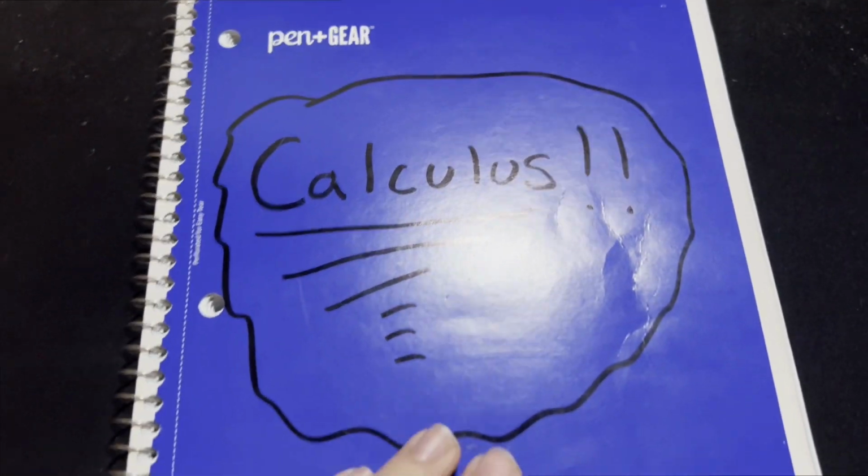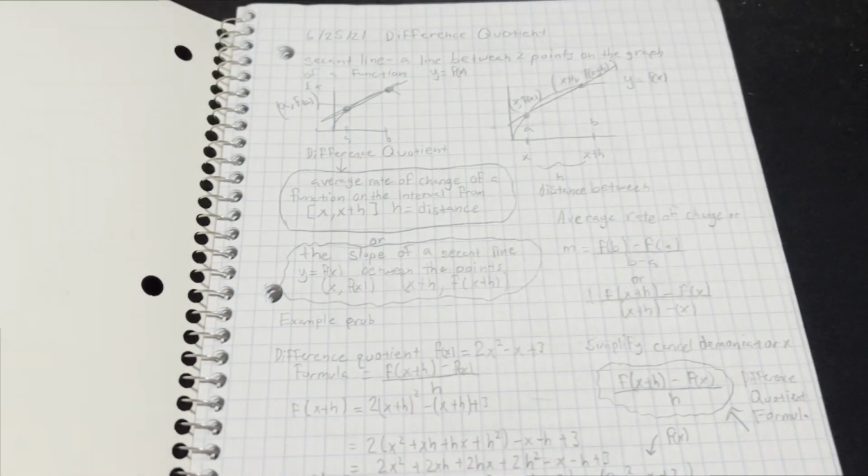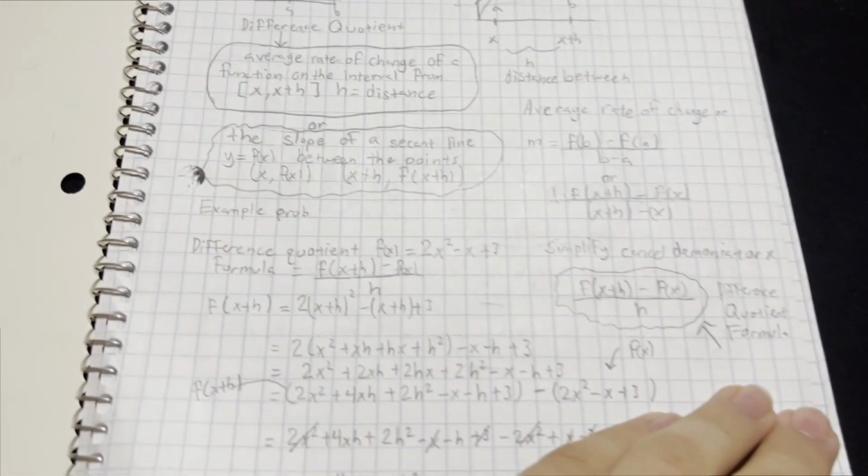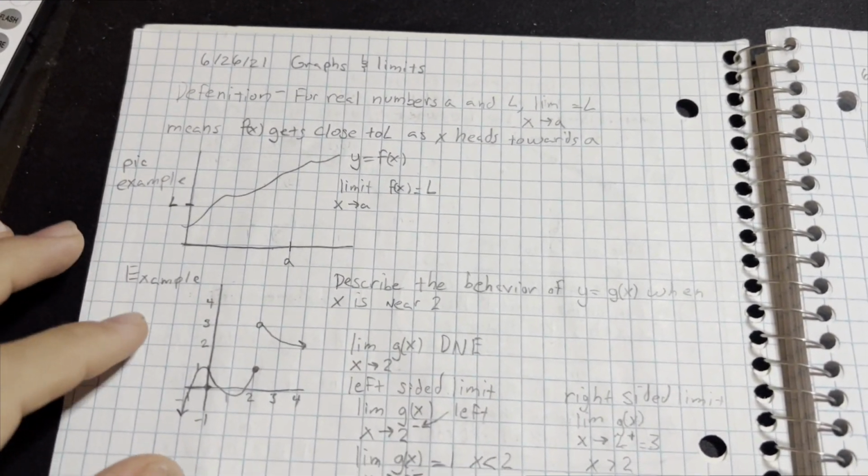Welcome back to another video, and today we're going to be taking a look at my calculus book from like 2 years ago, from 2021. We got the difference quotient. I remember writing that. And here we have graphs and limits.